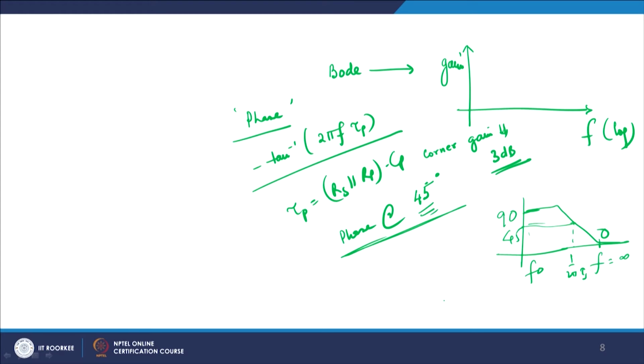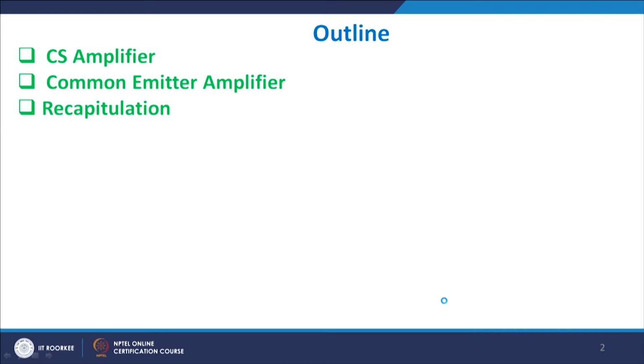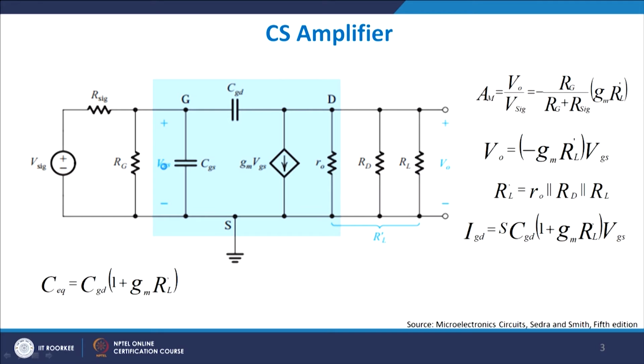And the gain, how it varies, we have already seen, working as a low pass, as a high pass, as a band pass filter. We now discuss the frequency response. So what is the outline of this current topic? We will take up another CS amplifier, which we have already been doing previously. This is basically a common source amplifier. Then we will look into the common emitter amplifier in a BJT configuration, and then we will recapitulate the high frequency response for CS and for common emitter.